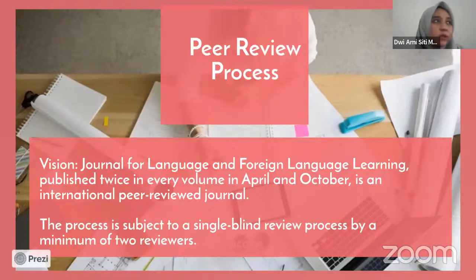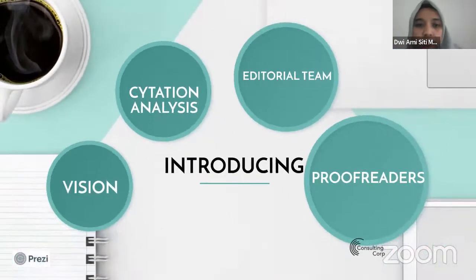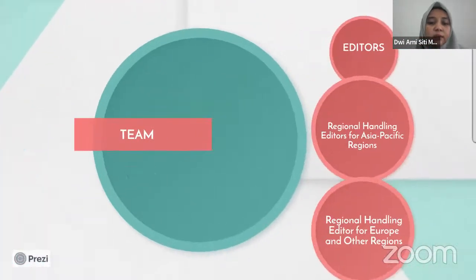And then for the reviewers, this is interesting because we are indexed in Sinta 3, but we also have quite amazing reviewers. The Journal for Language and Foreign Language Learning is published twice in every volume, in April and October. It is an international peer-reviewed journal. The process is subject to a single blind review by a minimum of 2 reviewers. So it is single blind, independent.